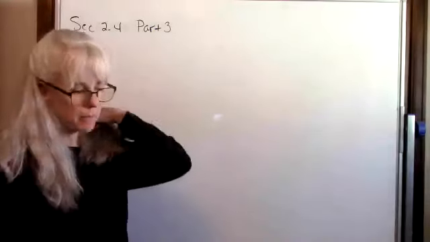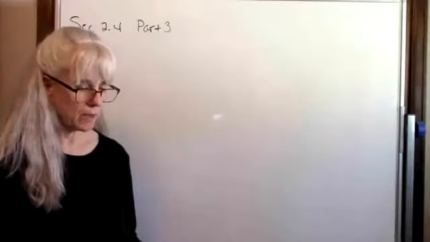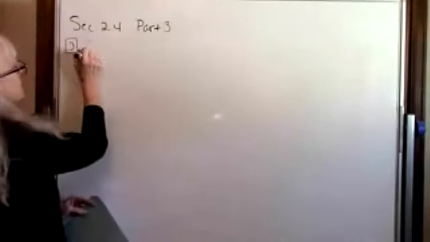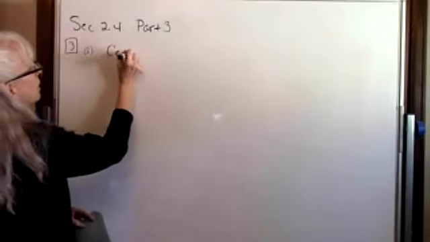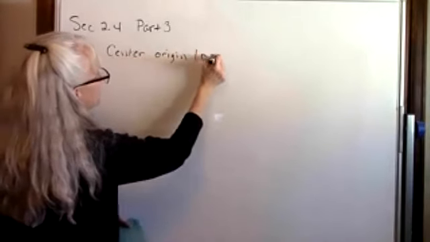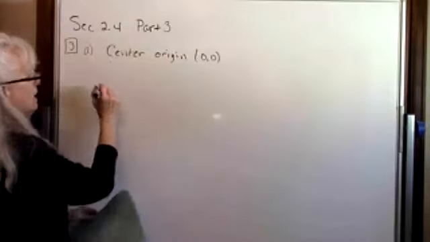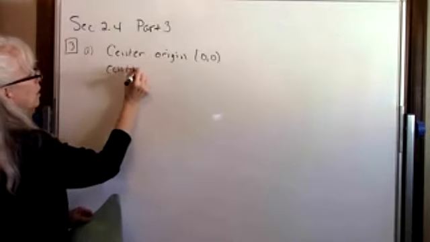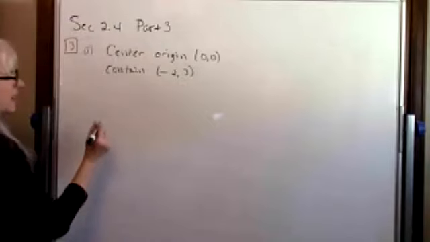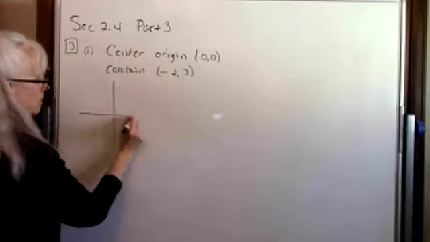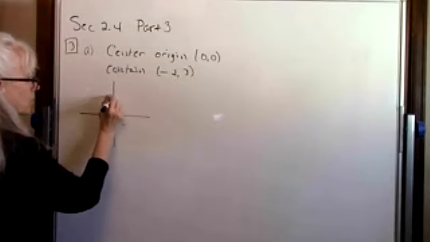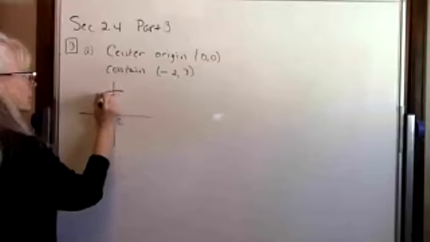In example 3, they're asking us to find the standard form of the equation of the circle that satisfies the given conditions. Part A tells me that the center is at the origin, that would be 0, 0. It goes on to tell me that it contains the point -2, 3. So I like to get a handle on what they're telling me, just to help me figure out what's going on. So there's the center, and it goes through the point -2, 3. So the circle's doing this kind of thing.